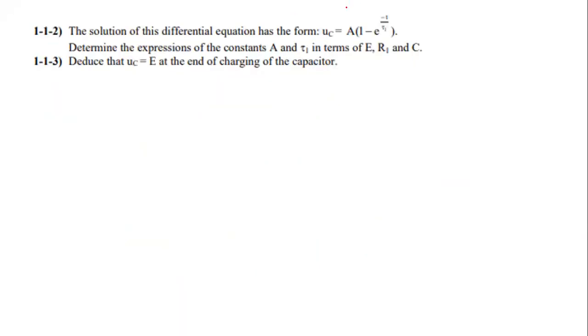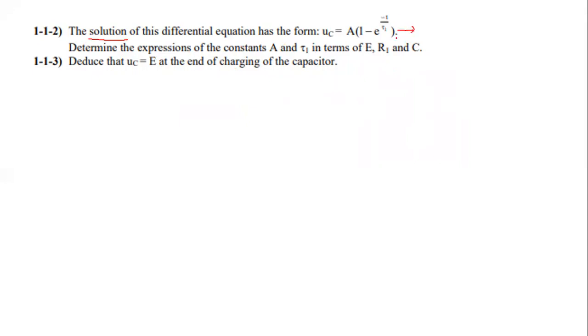Second part. Now, the solution of this differential equation has the form UC equals A times (1 minus e to the power minus t over tau1). The question is to determine the expression of the constants A and tau1 in terms of E, R1, and C. Since it's a solution, this means it verifies the differential equation.